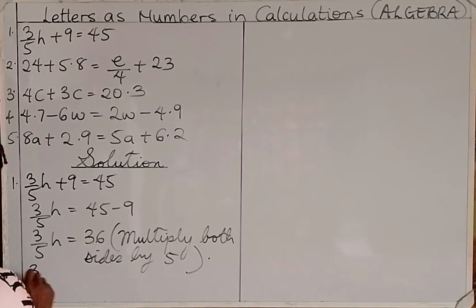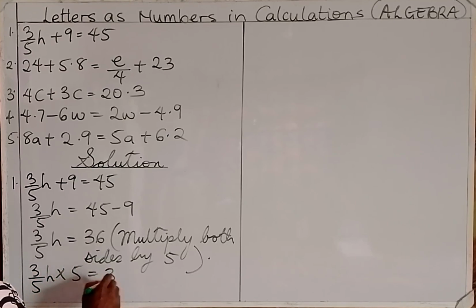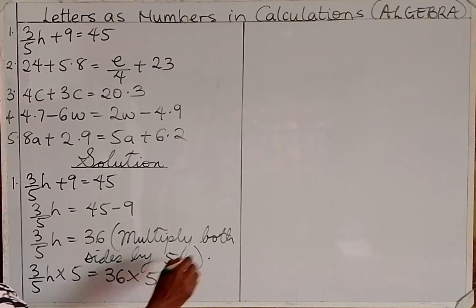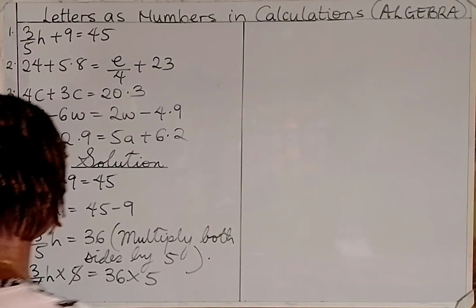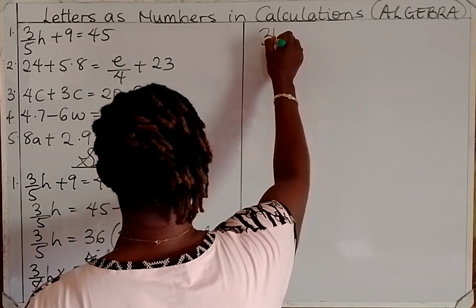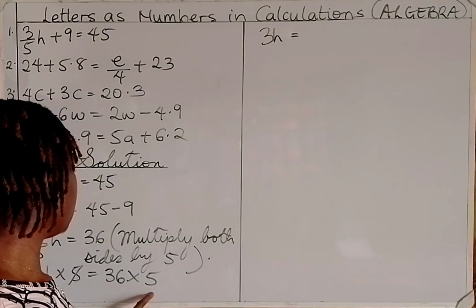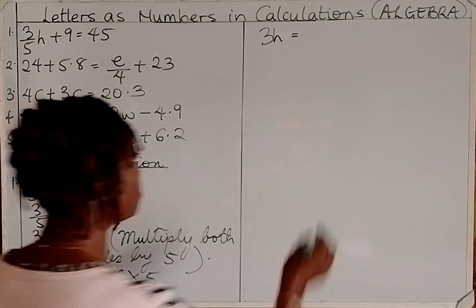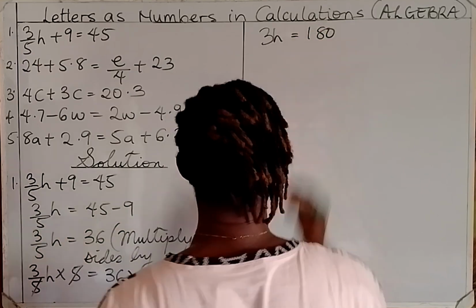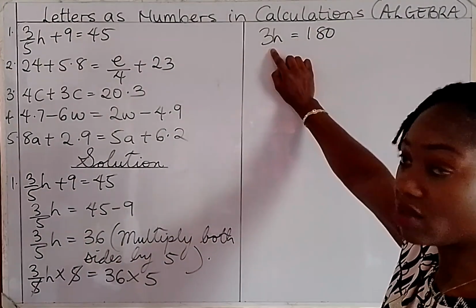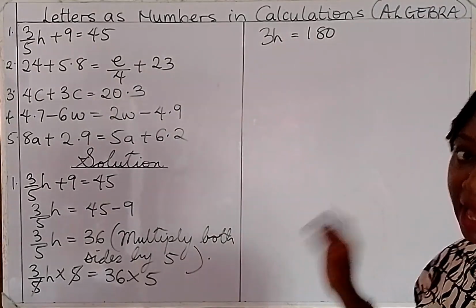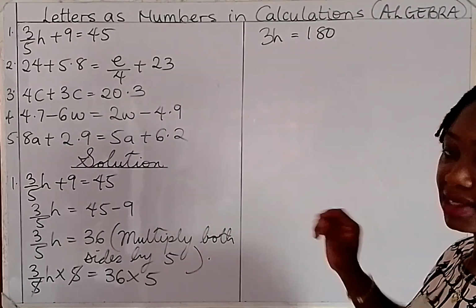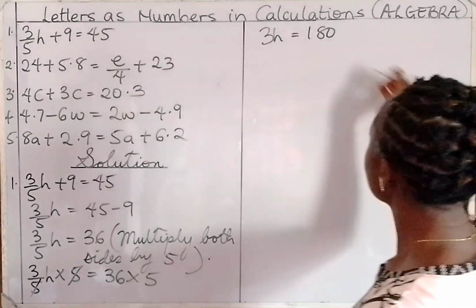Okay, and this becomes 3 over 5h times 5 equals what? 36 times 5. So 5 cross out 5, and we're left with what? 3h equals 36 times 5 is what? 180. Now from here, we still have the coefficient of h attached to it, so we have to divide both sides by 3 to get the actual value for h.